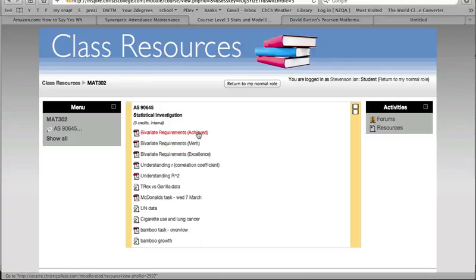Bivariate requirements achieved, very important file, because basically those are the 9 things you have to do from start to finish to get achieved, and then there's the merit stuff and excellence, those first 3. Understanding R, what is the correlation coefficient? Now that's obviously really important because you've got to mention that for achieved.